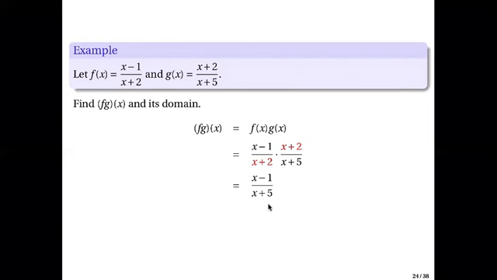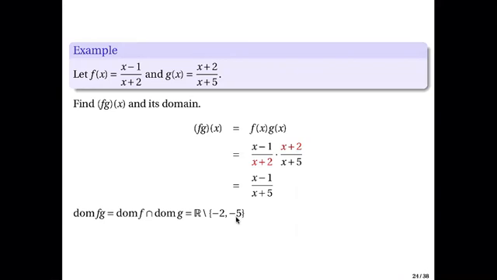Now, what is the domain of f times g? Just like before, it should be the intersection of the domain of f and the domain of g. So it's the same as the sum. The domain of fg is the set of real numbers except negative 2 and negative 5.